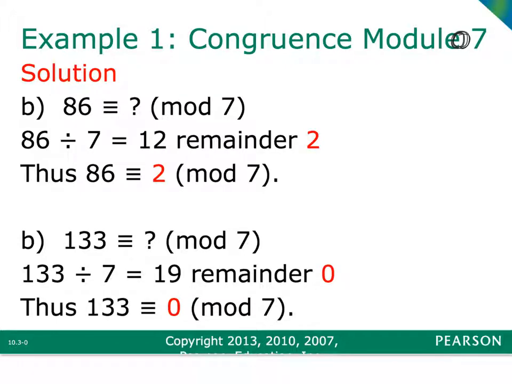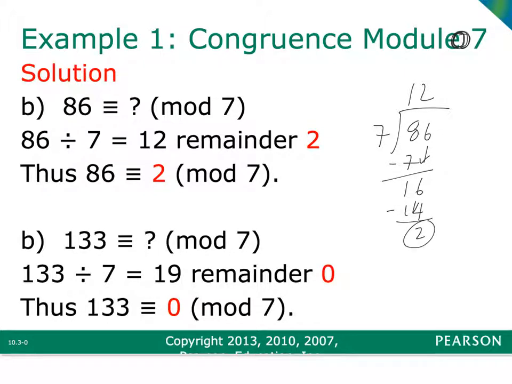And I'll do the long division on these two. So 86 divided by 7 for B. 7 times 1 is 7, subtract. And then I bring down the 6. 7 times 2 is 14. Subtract, I get 2. So there's my remainder for that one.